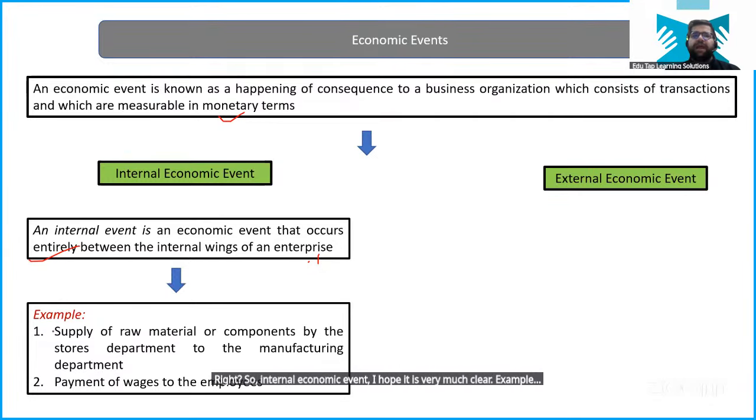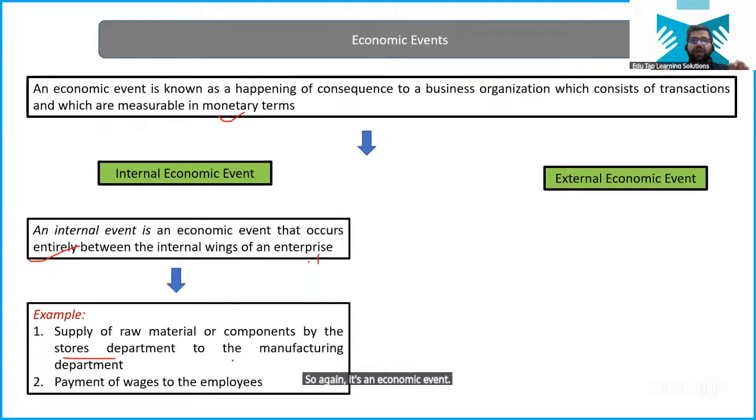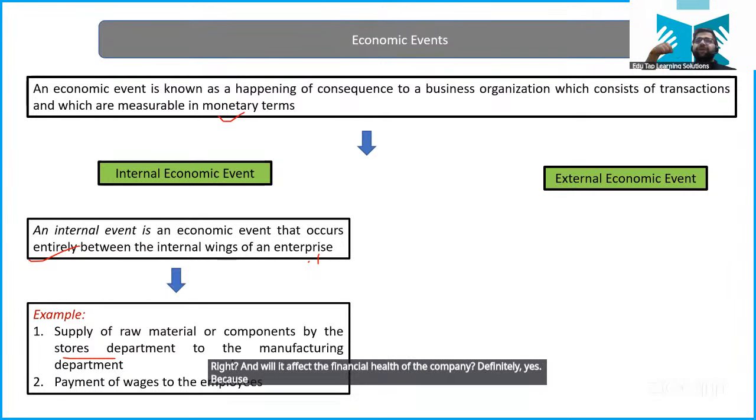Example, supply of raw material or components by the stores department to the manufacturing department. So, again, it's an economic event. Why? Because a transaction is happening between two parties. Over here, the first is the stores department and the second one is your manufacturing department. And they will be doing a transaction which has a monetary value, because once you are supplying raw material, of how much raw material, for how much money you are supplying it, right? And will it affect the financial health of the company? Definitely yes, because this raw material will be converted into finished goods and these finished goods will further be supplied to our dear customer, right?